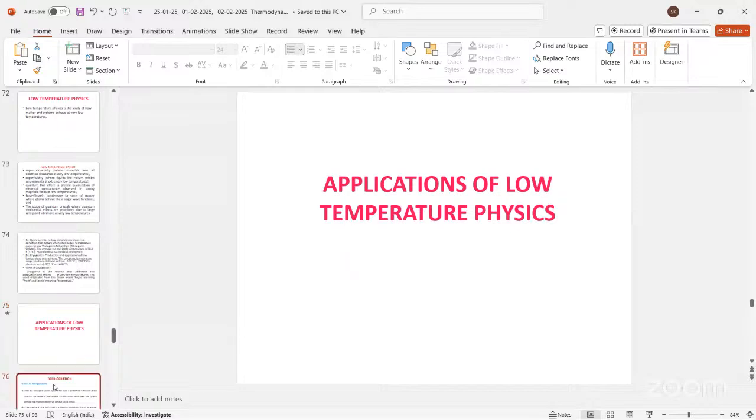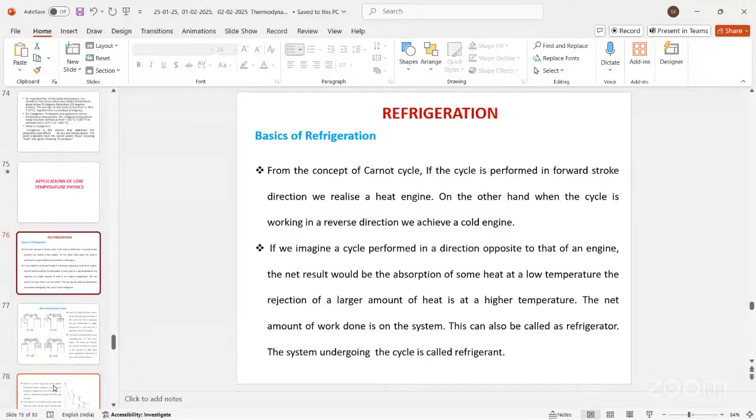Okay, and for example, the applications of low temperature. What are the applications of low temperature? Look here: refrigeration, ice. We take ice as an example for low temperature. So how does basic refrigeration work? From the concept, when we take the Carnot cycle, next class I will discuss this Carnot cycle.